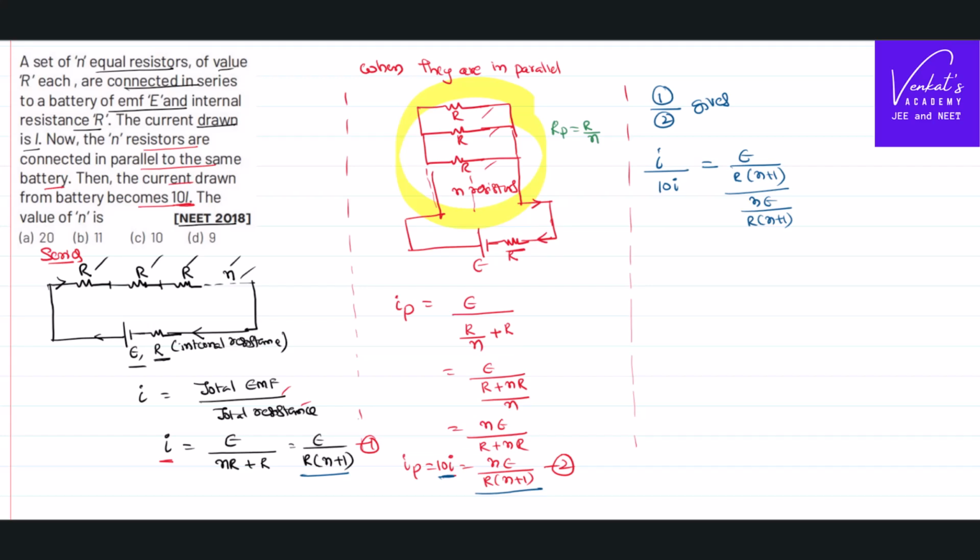So I can rearrange the terms, and I and I can be cancelled. 1 by 10 equals E by R of n plus 1, and the denominator goes to the numerator, R of n plus 1 by nE. This will cancel, E also will cancel. So 1 by 10 equals 1 by n is only remaining. That means n equals 10. So the number of resistors connected in series as well as in parallel, n, equals 10. That's how we have to solve the problem.